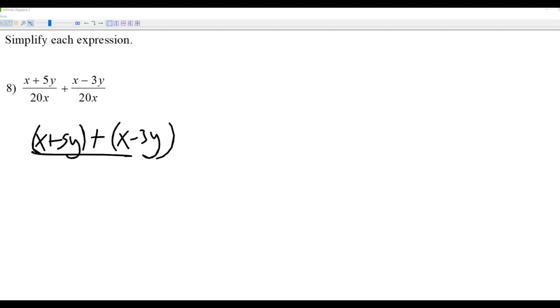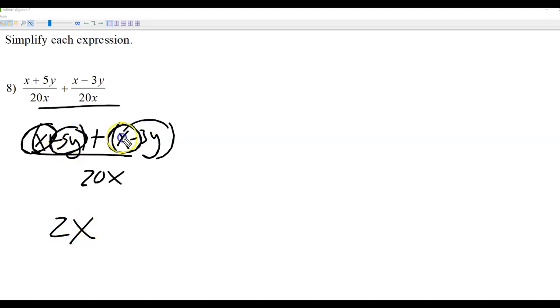So in this case, though, I'm adding, so we're not going to be distributing the negative in. And the bottom is just 20x. Okay, so we will just combine our x's together, so I get 2x. We'll combine our y's together. Positive 5 take away 3y is going to be positive 2y. And that's basically it. But in this case, we can reduce this expression.